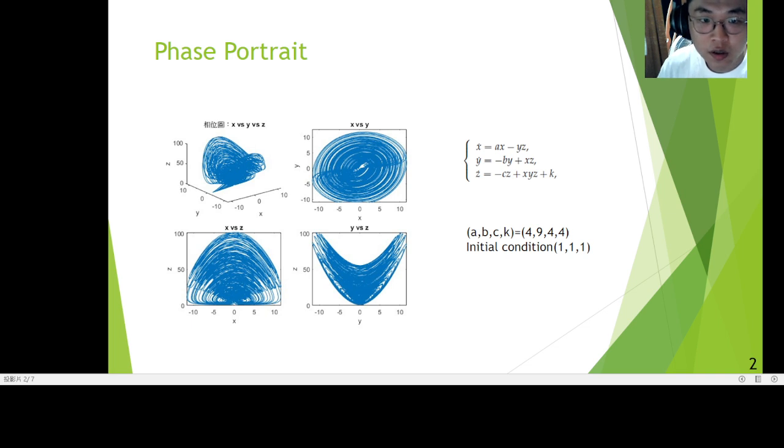This slide shows the phase portrait of the system, where we can see from the projections along the X, Y, and Z that the trajectory resembles the shape of a butterfly's wings. The parameters are set as 4, 9, 4, 4 with initial conditions of 1, 1, 1. As we can see, the system's solution will eventually be confined to a bounding region, which means the system produces a chaotic attractor.